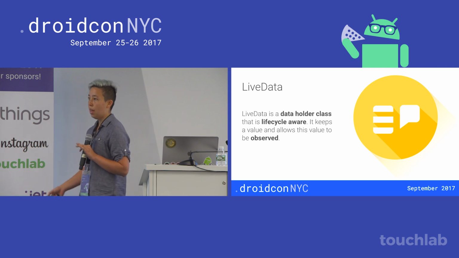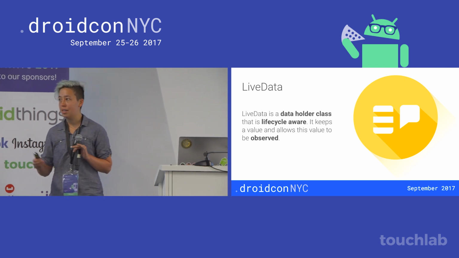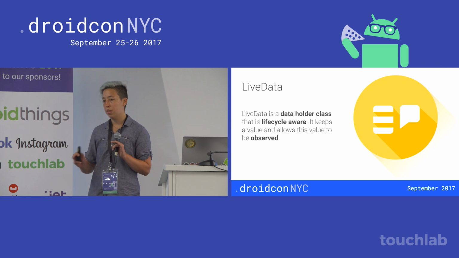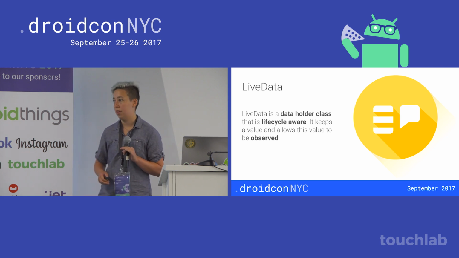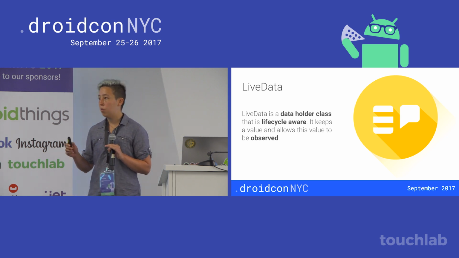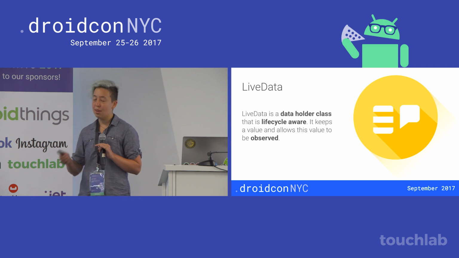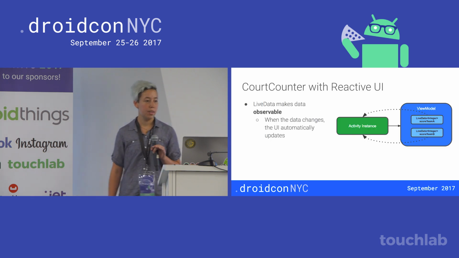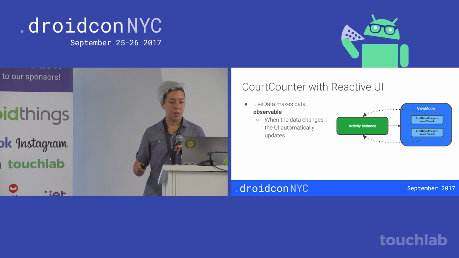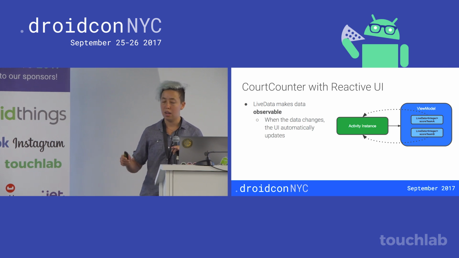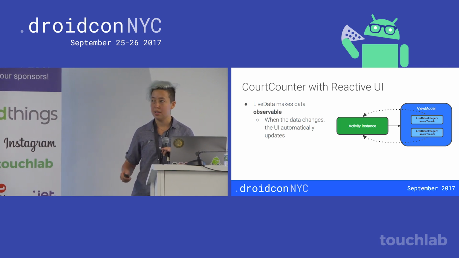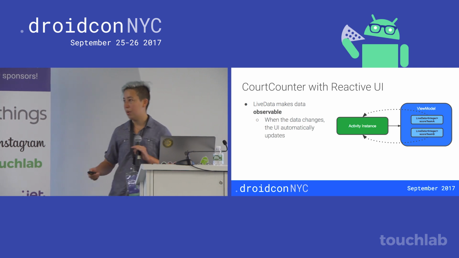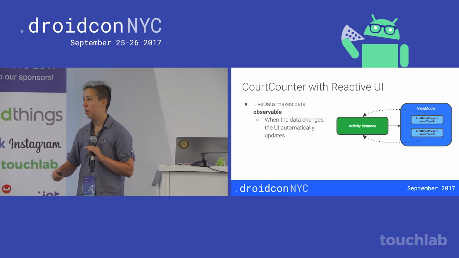Okay, so what's LiveData? Well, LiveData is a data holder class, meaning that it literally holds some data, and it also keeps it lifecycle aware, which I will go over in depth in a little bit. But one of the cool things is that it allows the data that it's holding to be observed. Okay, so this means that we can have our UI observe data changes and then update itself automatically. And we'll talk about the lifecycle awareness in a little bit.